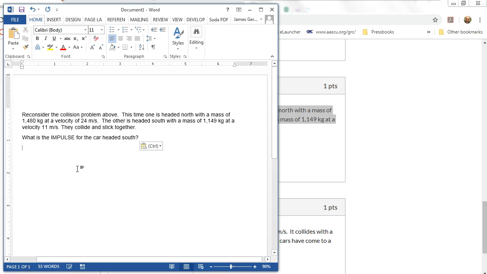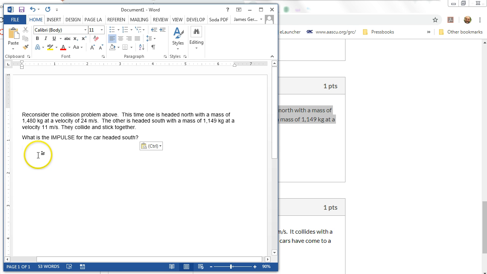We have a car headed north. It has a mass of 1480 kilograms at a velocity of 24 meters per second. We have a car headed south with a mass of 1149 kilograms and a velocity of 11 meters per second. They collide and stick together. What is the impulse for the car headed south?